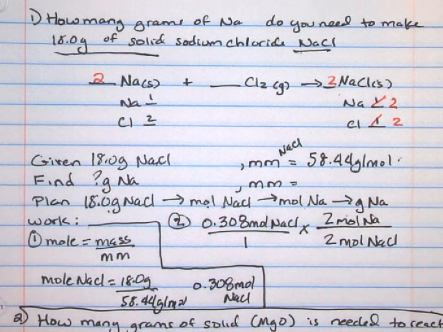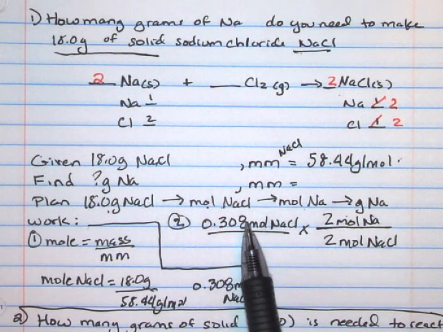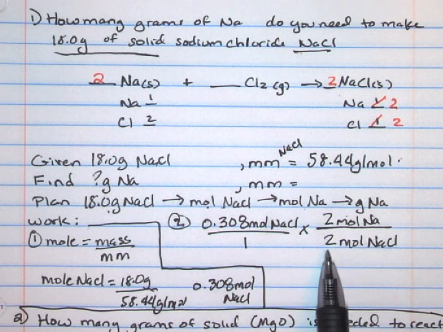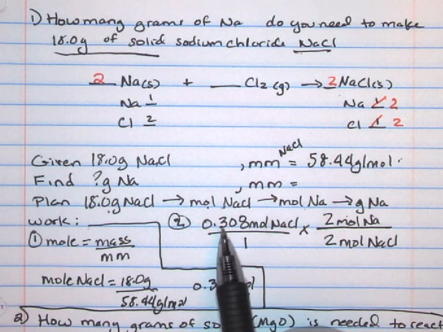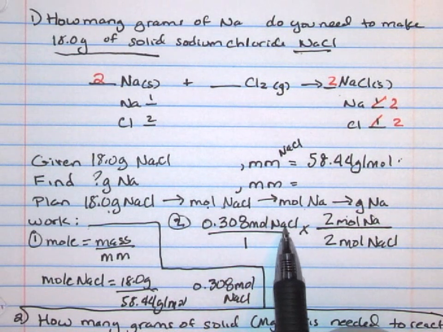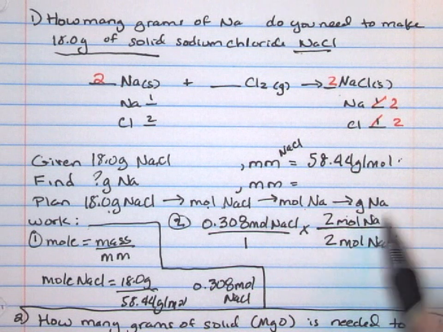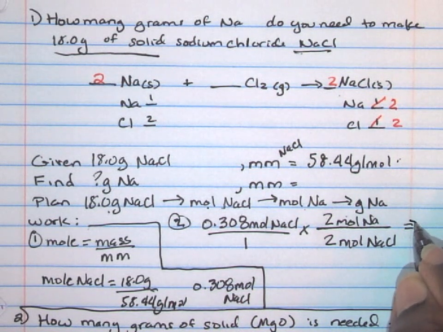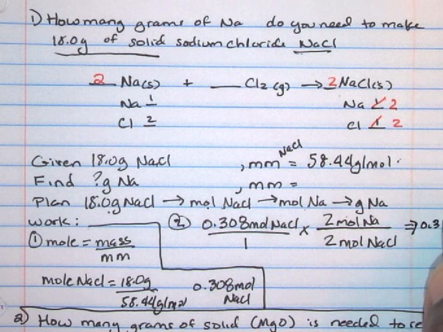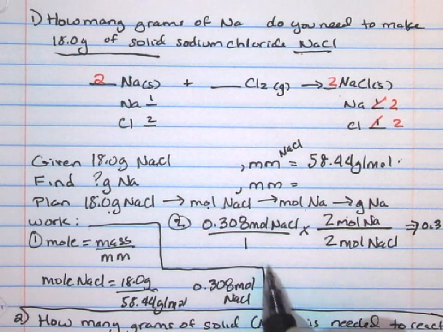Now, if I were doing the math, of course, I would multiply straight across, 0.308 times 2 and then divide everything by 2. But it's really easy to see this is essentially a 1-to-1 ratio. So the answer is if I have 0.308 moles of sodium chloride, I can make 0.308 moles of sodium. So now I have the moles of sodium. Okay, so that was step 2.